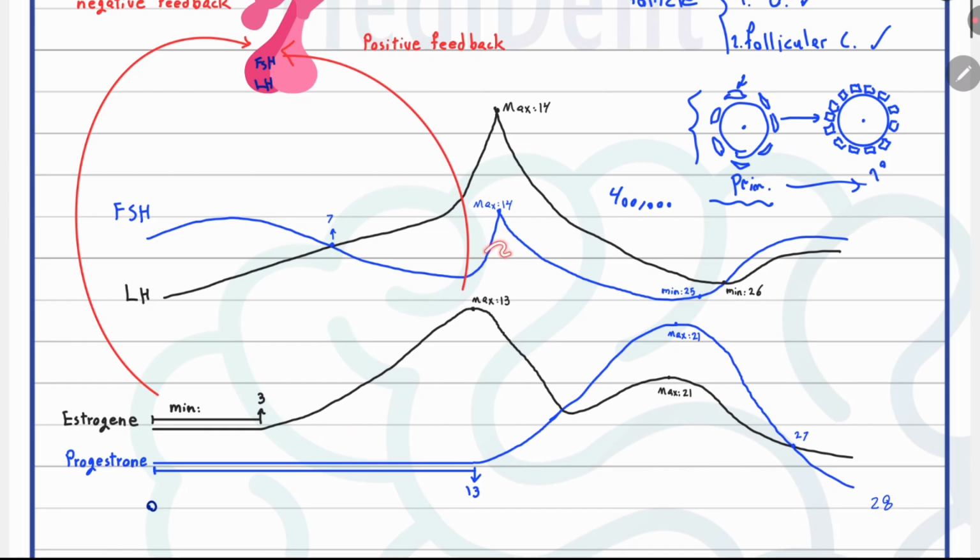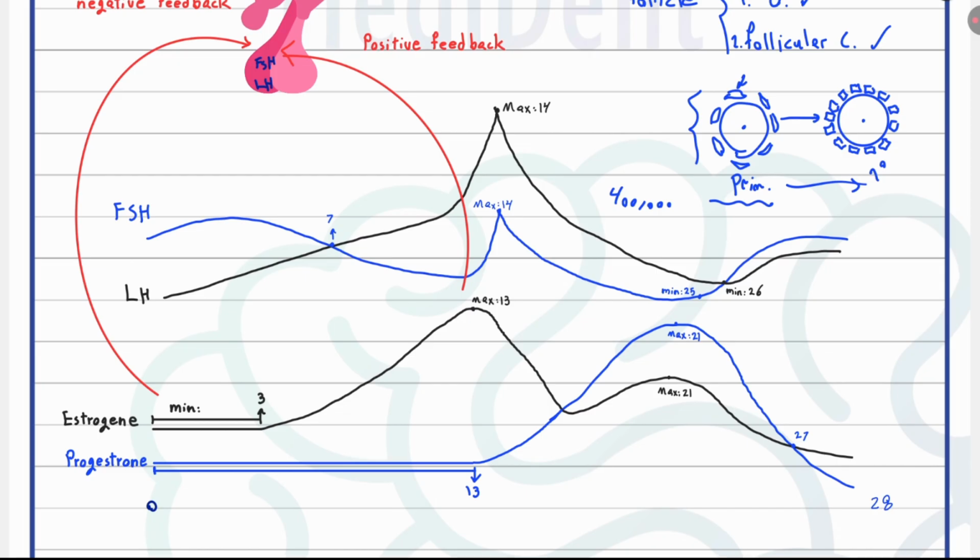So that's why here we can see the LH surge, this black line, at around day 14, approximately 24 to 35 hours after the peak of estrogen concentration. And this LH surge causes three main events in the female body.